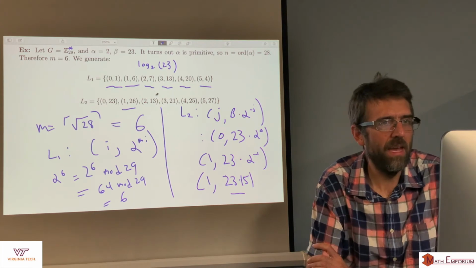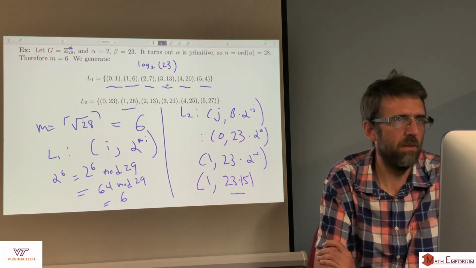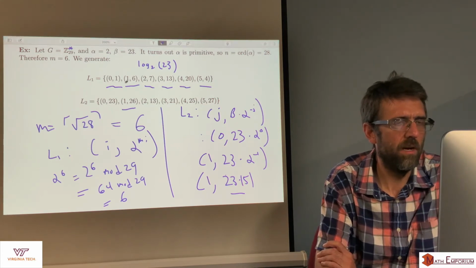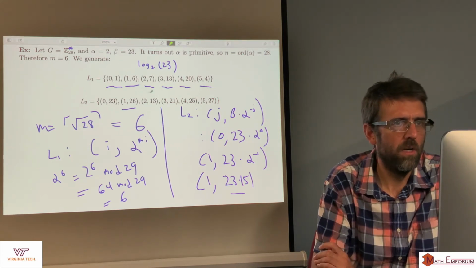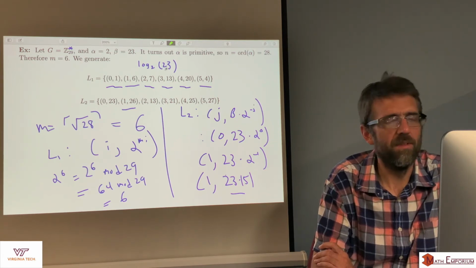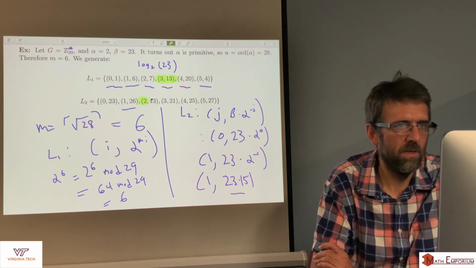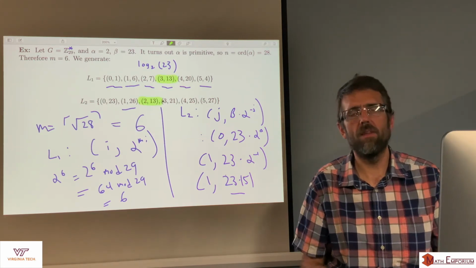But now the key is we're looking for a collision in that second component. I am looking for an element in the first list whose second component is equal to the second component of an element in the second list. Notice that happens at 3 comma 13 and 2 comma 13.